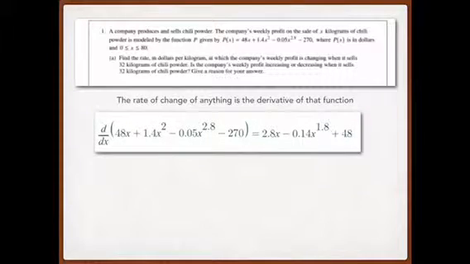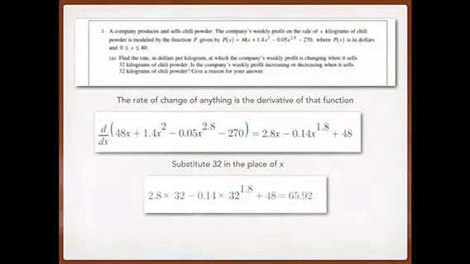So we got the derivative of the function p of x, and we got a function of 2.8x minus 0.14 times x to the power of 1.8 plus 48. Now we would like to substitute 32, and we get an answer of 65.92, and this is the rate at which the profit is changing when it sells 32 kilograms of chili powder.